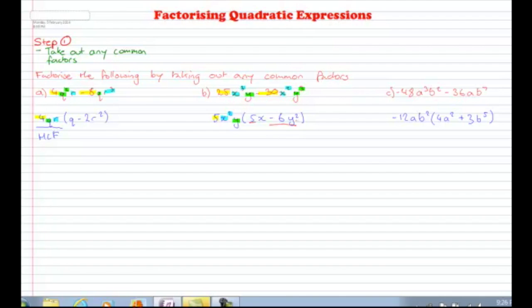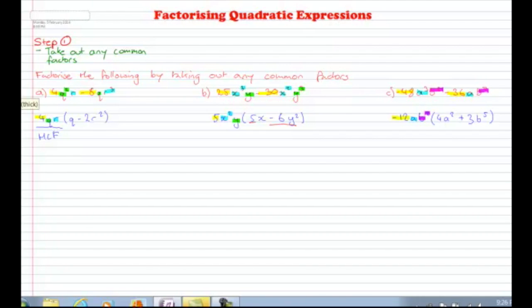The final question now, looking at the numbers, what's the highest common factor between negative 48 and negative 36? Well, that's going to be negative 12. Remember, if you've got the negative out the front of the first term, just take it out the front of the brackets. What's the highest common factor now between a cubed and a? Well, that's just going to be the a here. And of course the highest common factor between b squared and b to the power of 7 will be b to the power of 2, or b squared.